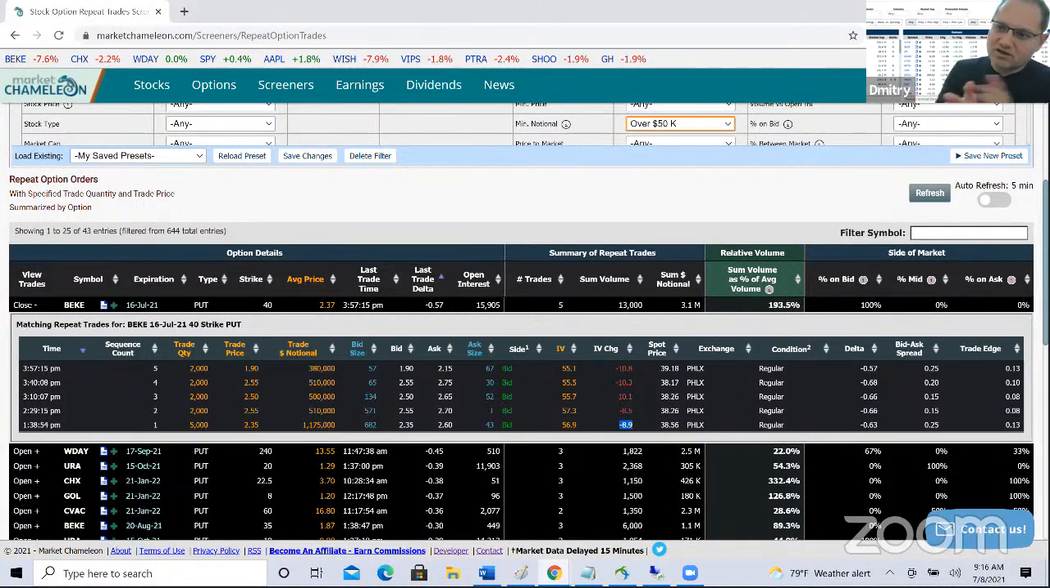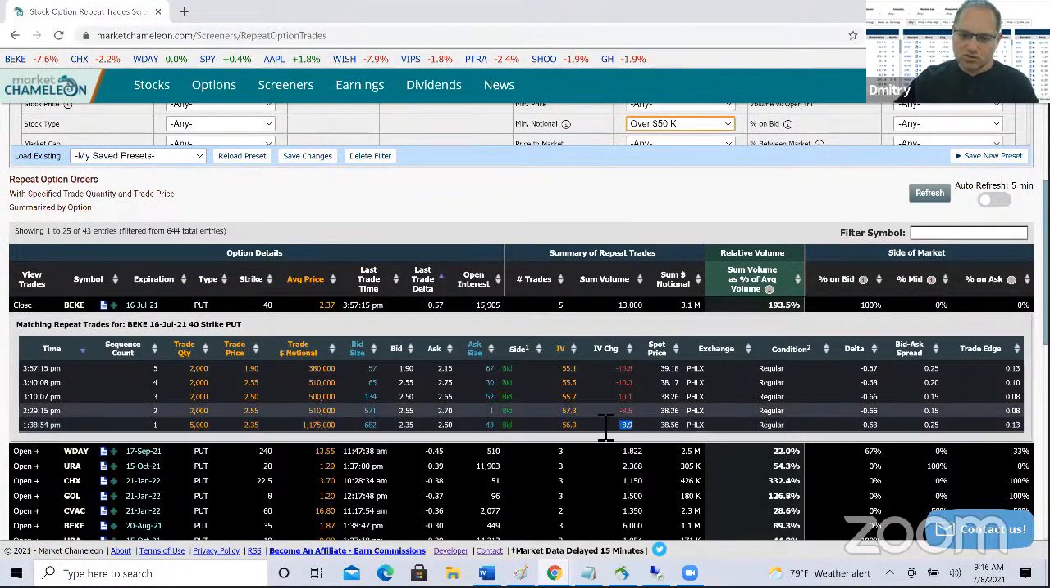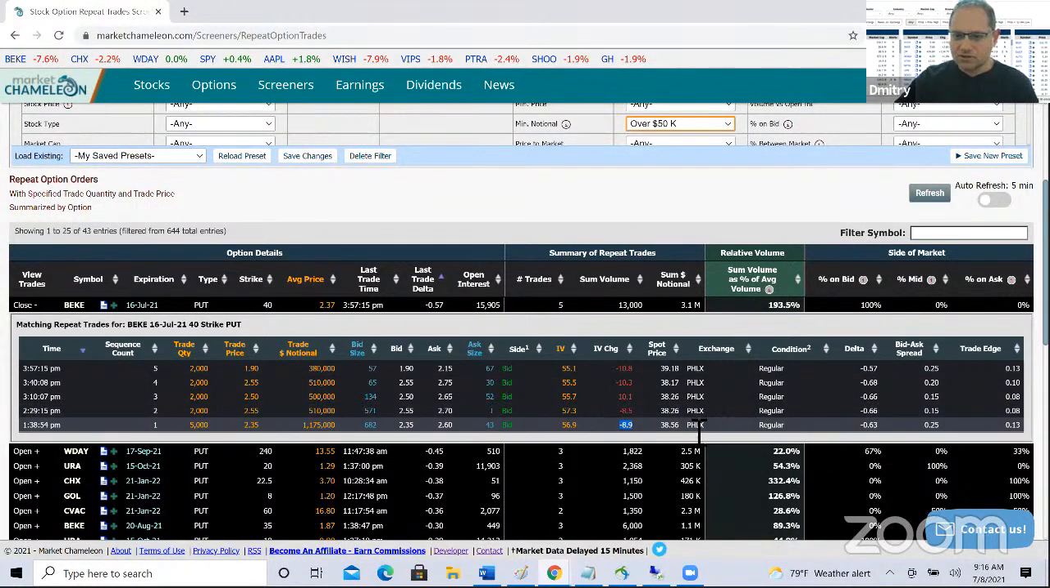So whenever you have more sellers than buyers, the assumption is the implied volatility is going down. Whenever implied volatility is going up, you have more buyers at premium than sellers. So two indicators here is that this initial order, 5,000, was a sell order that happened on the PHLX.